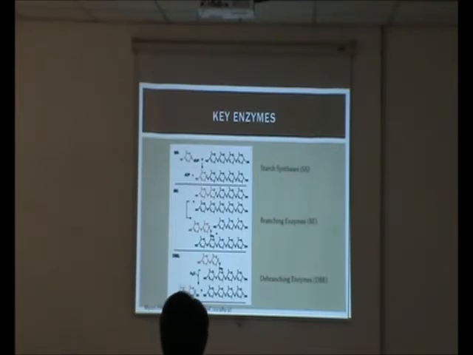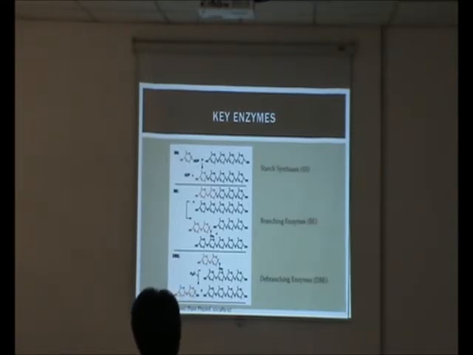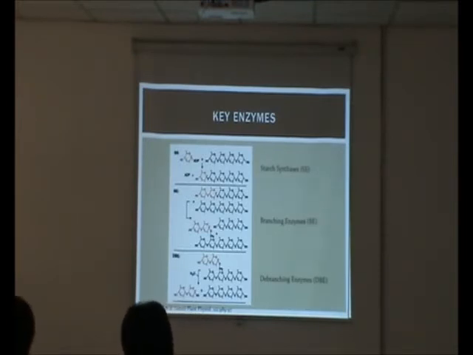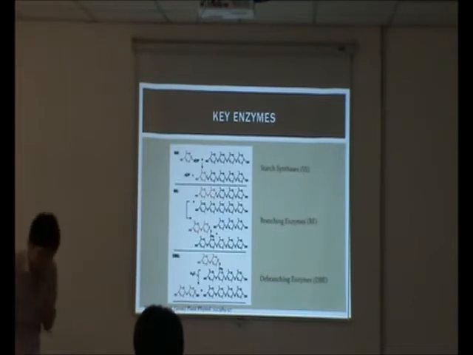Okay. And the last enzyme is the debranching enzyme, or DBE. This one is basically similar. It is like the reversing process of BE. It will look for the branch points and then cut that branch. Okay. Showing this in the last panel.